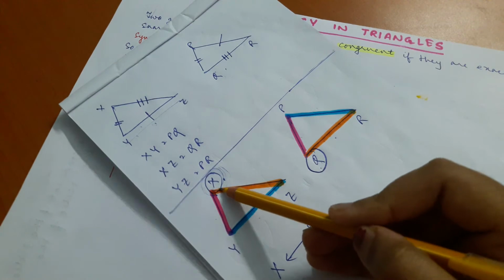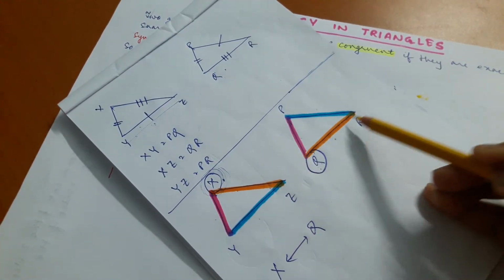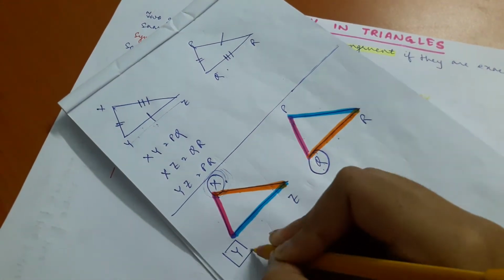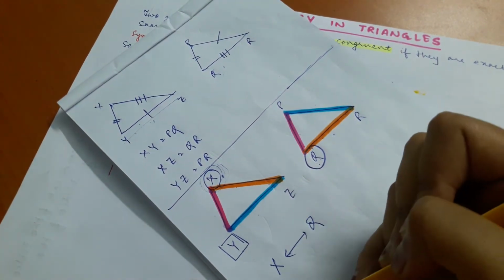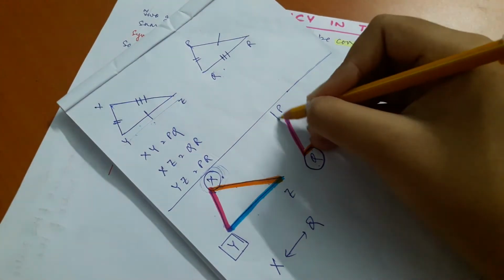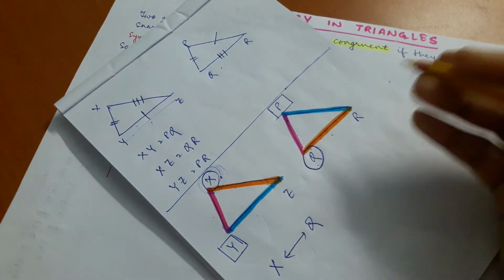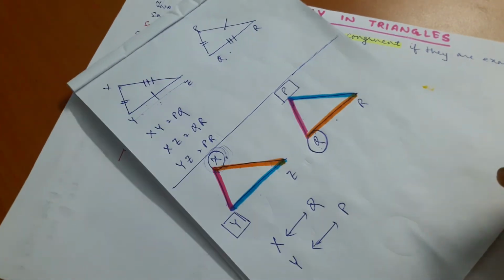Why? Because see, X is between the pink and orange side. Similarly, Q is between the pink and orange side. Now, if we talk about Y, Y is between the pink and blue side. Similarly, P is between the pink and blue side. So I can write Y superimposable on P.